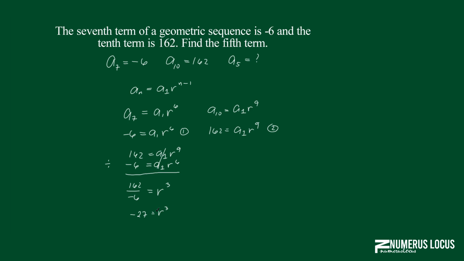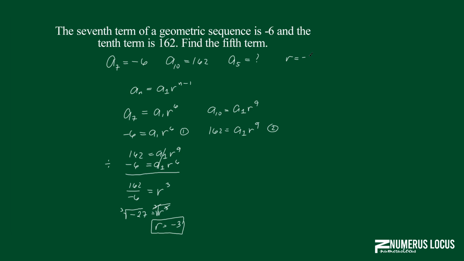And then we're going to extract the cube root of both sides so that we can eliminate the exponent. So we have r equals -3. So our common ratio is -3. I'm going to add this into what we know.